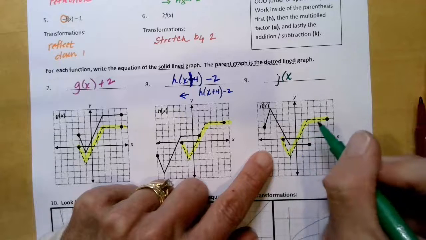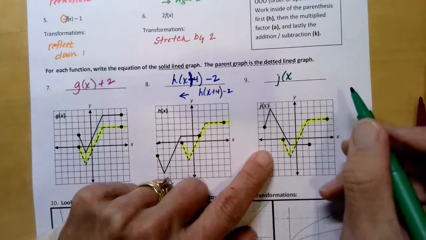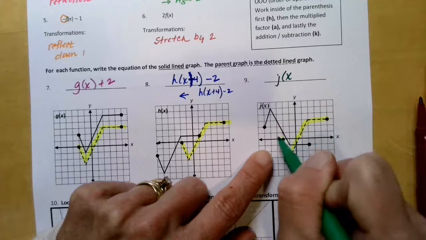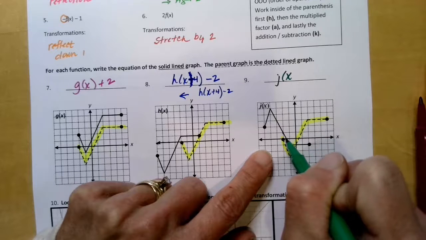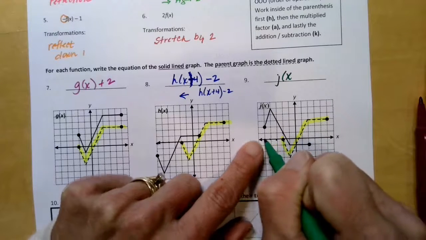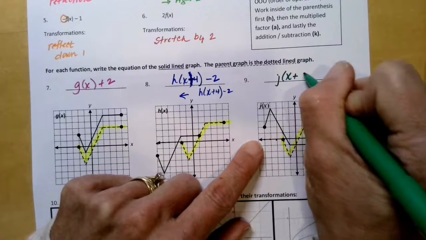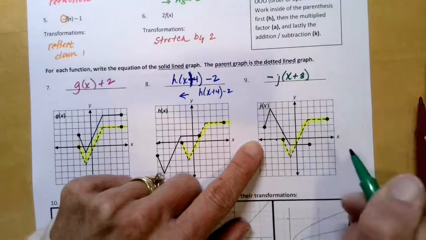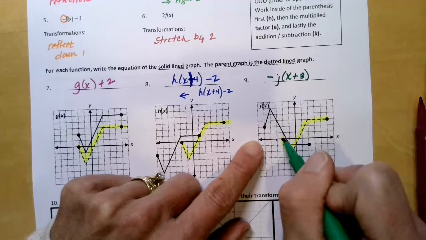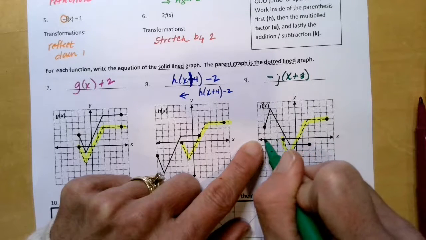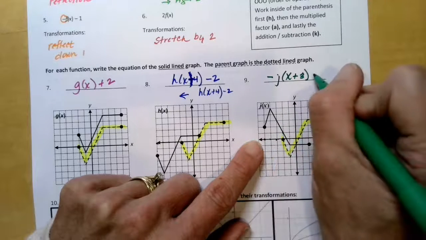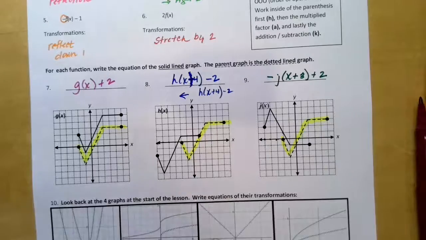And it looks like we shifted 1. Well, let's do this first. 1, 2, 3 in this direction, so plus 3, and we reflected. And then how far up did we go? 1, 2, 3, and then we reflected, and then we went up 2. How'd you do?